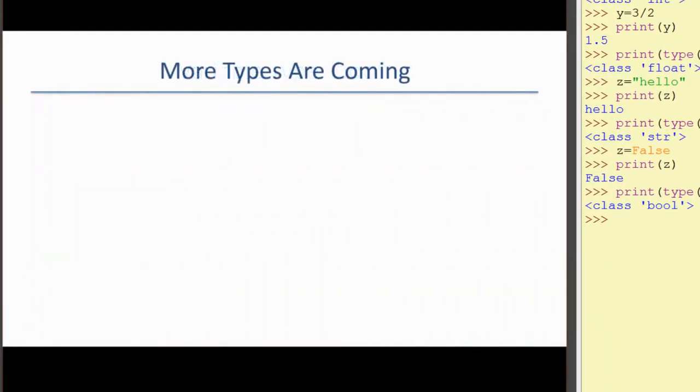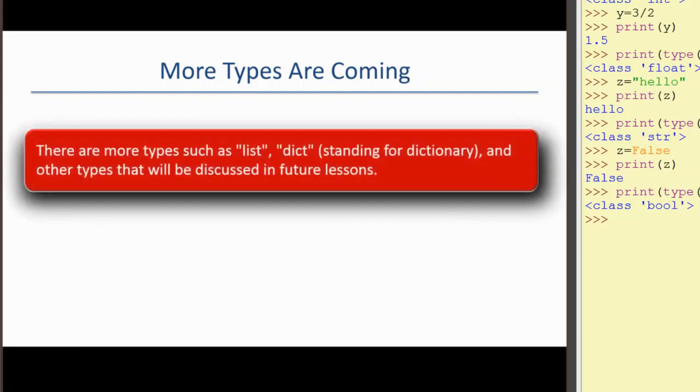So is this it? Are these the only 4 types in Python? No, of course not. There are more types such as lists, dictionaries, tuples, and some other types that will be discussed in future lessons.